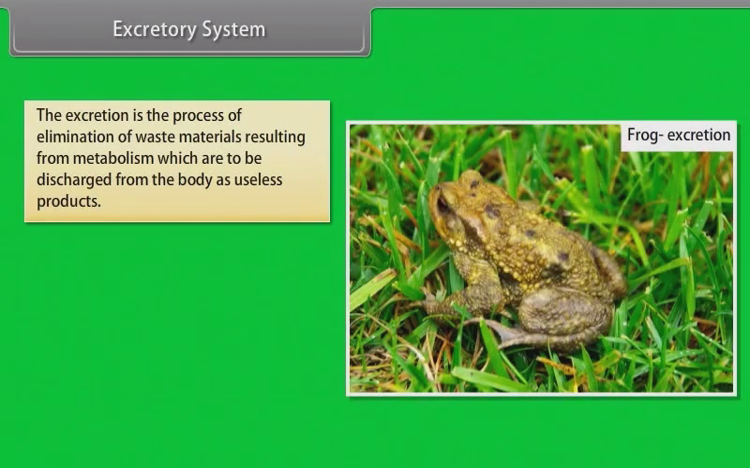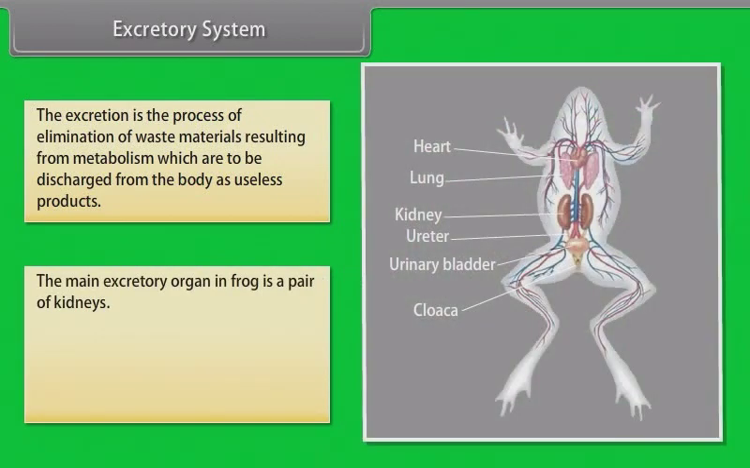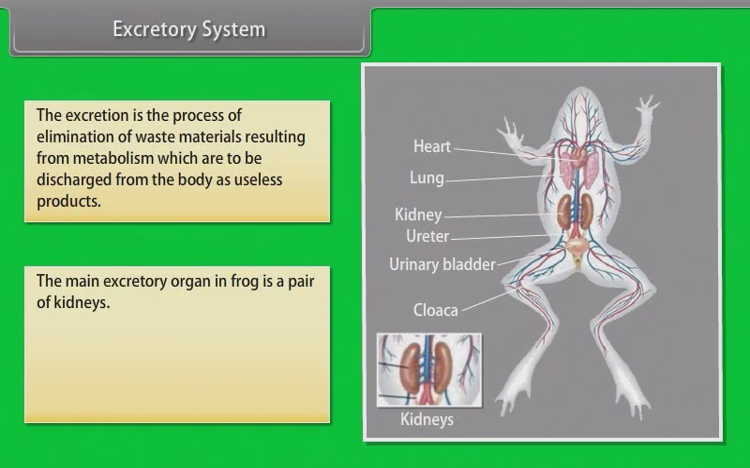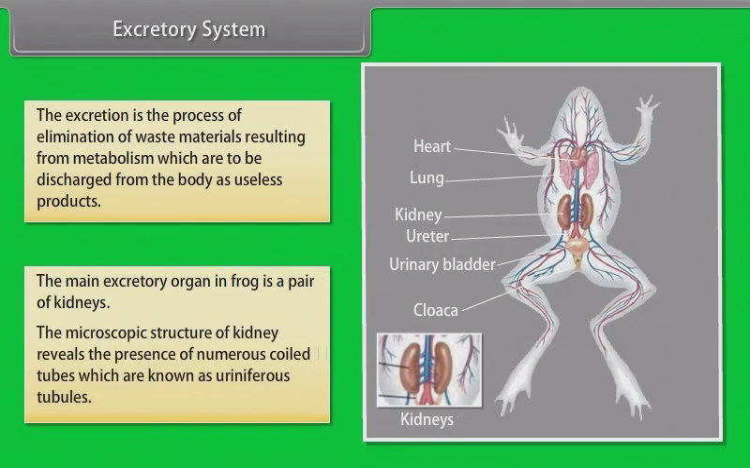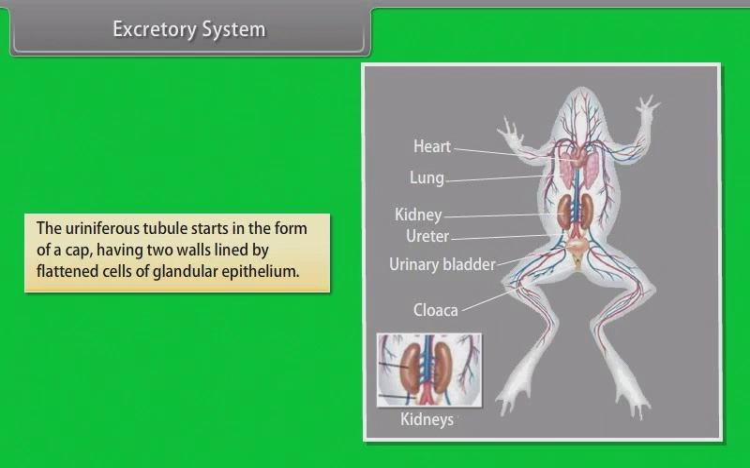Excretory system. Excretion is the process of elimination of waste materials resulting from metabolism, which are to be discharged from the body as useless products. The main excretory organ in frog is a pair of kidneys. The microscopic structure of kidney reveals the presence of numerous coiled tubes, which are known as uriniferous tubules. The uriniferous tubules start in the form of a cap, having two walls, lined by flattened cells of granular epithelium.